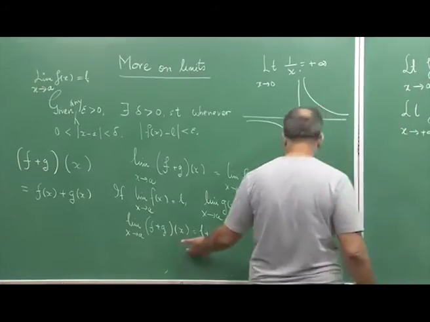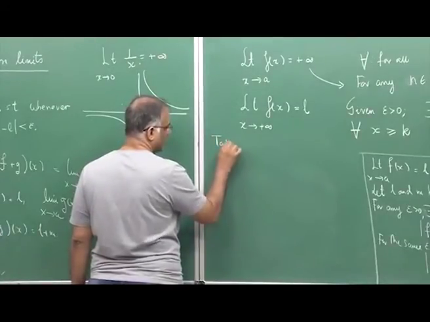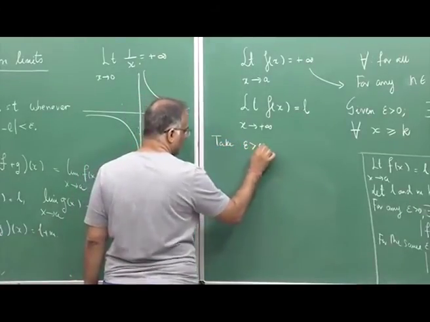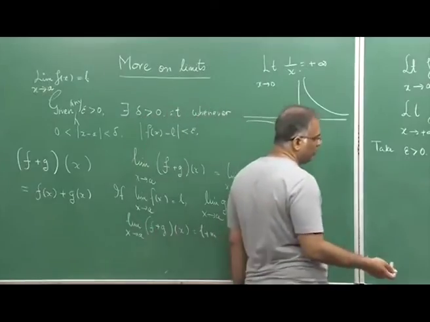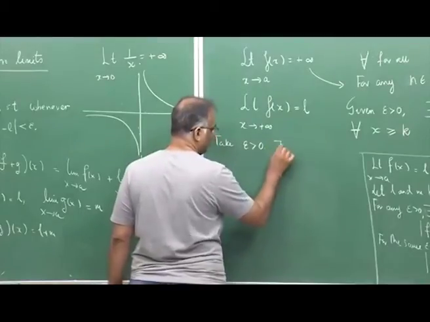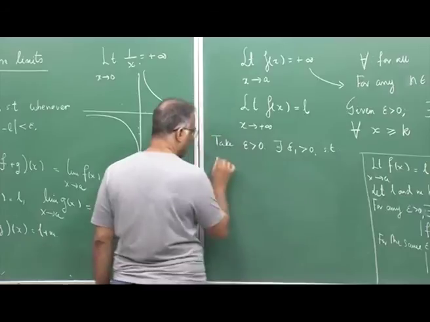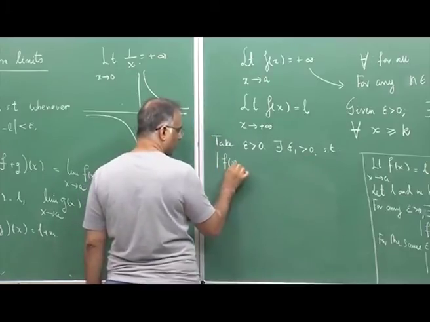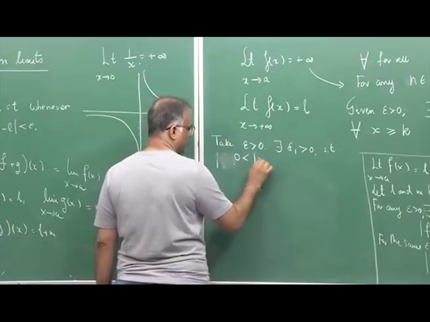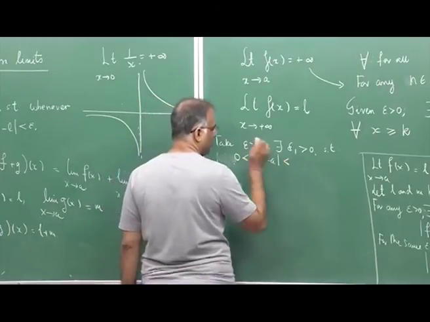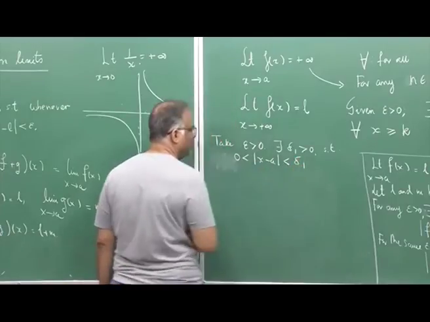Now, for example, if I have to prove this, so I have to prove this thing. So, take epsilon greater than 0, right. Second, what would happen? So, there would exist delta 1 greater than 0 such that, oh, I forgot to write. I am so habituated doing all these things that it just skips my mind.